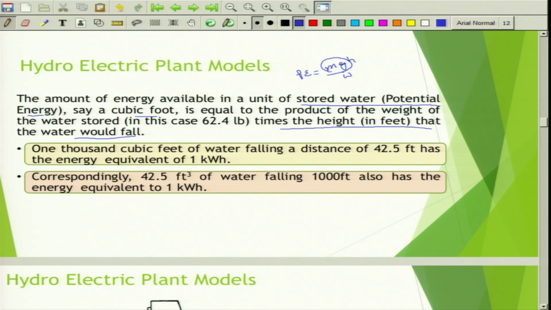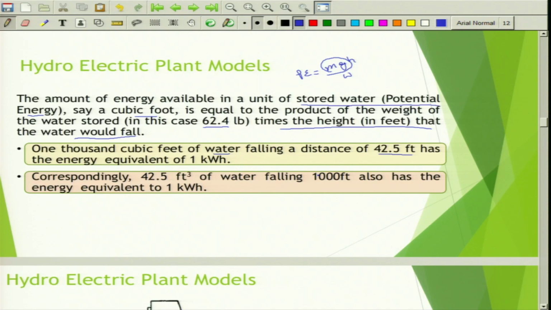So that's what is mentioned here: the amount of potential energy is nothing but the product of the weight of the water stored, that is let us say 62.4 lb, times the height that the water would fall. So the volume of water, the weight of the water, as well as the height. So let us say 1000 cubic feet of water, the volume of water accumulated in the reservoir, falling a distance of 42.5 feet, has the energy equivalent of 1 kilowatt hour.